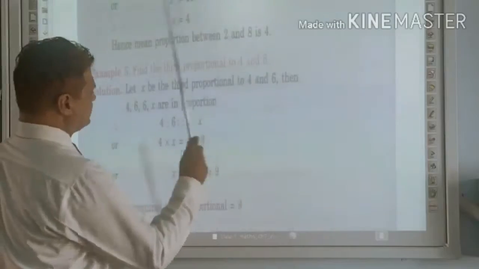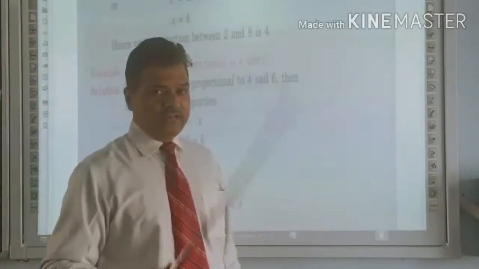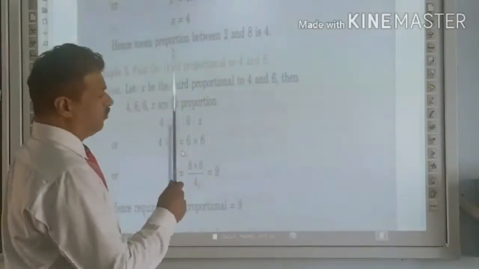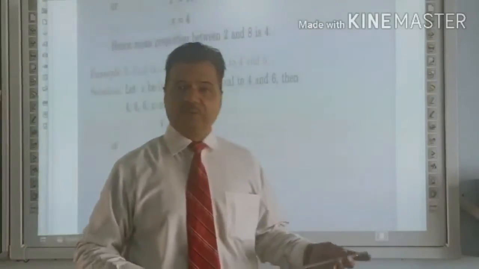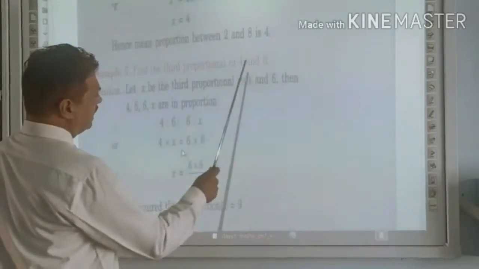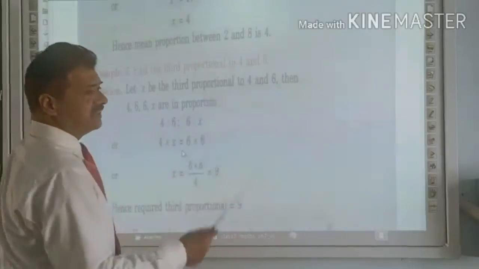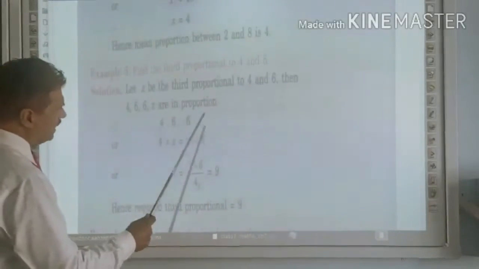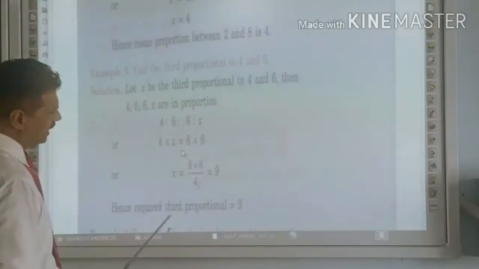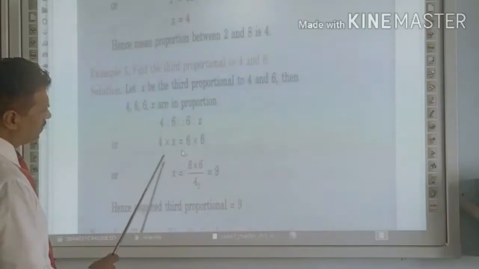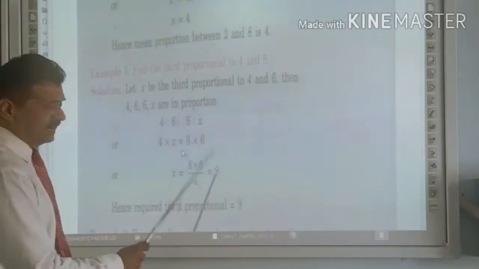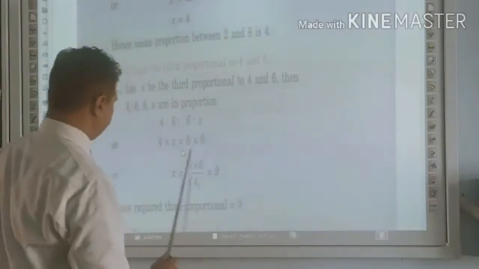2, 4 and 6. Like the last example, here we want to find the third proportion. Suppose the third proportion is x. So 4 ratio 6 is equal to 6 ratio x. So 4 into x is equal to 6 square. 4x is equal to 6 square. X is equal to 6 into 6 upon 4. Then we cut. Then we get x is equal to 9.